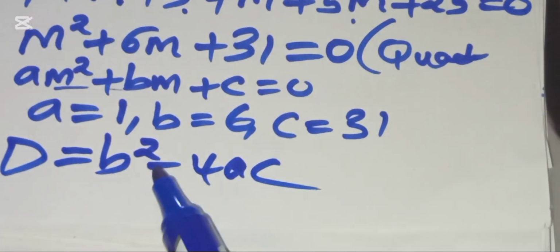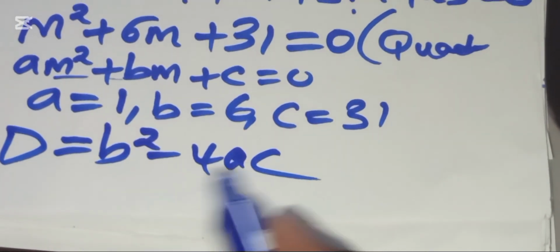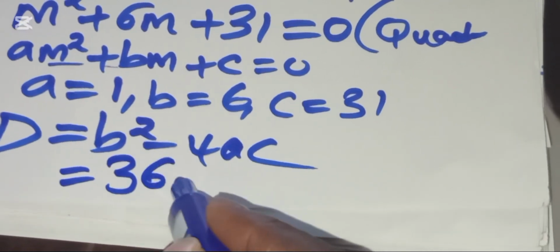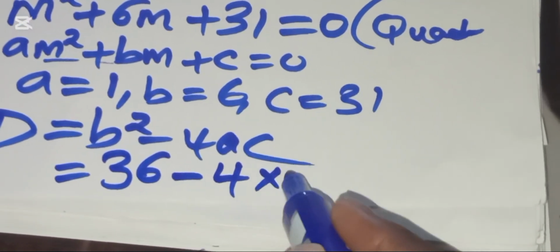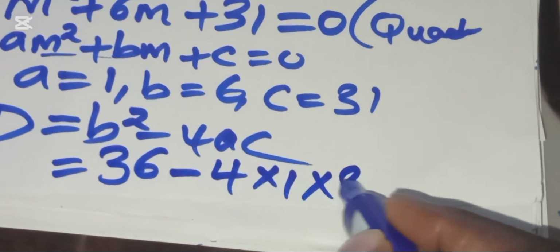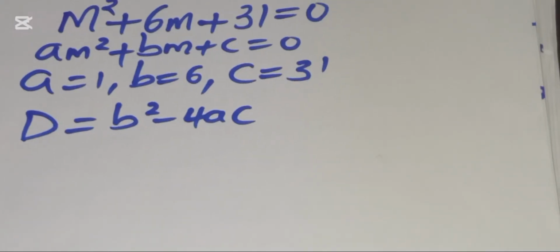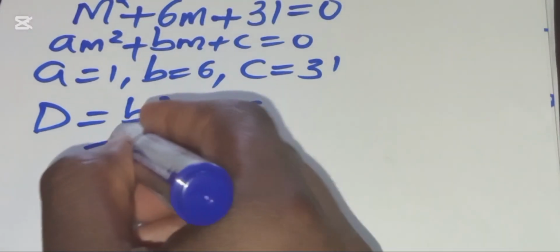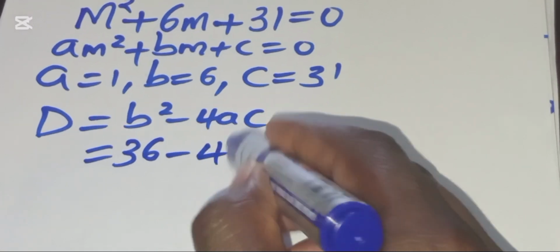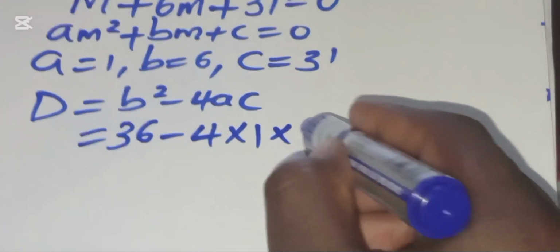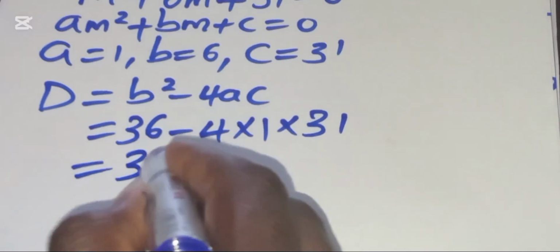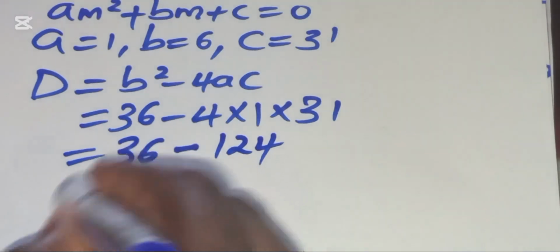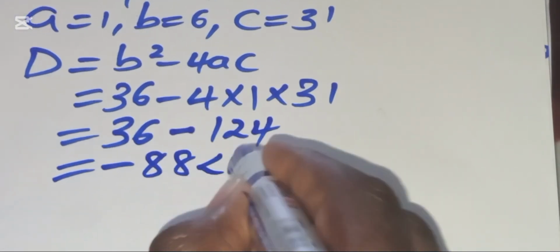Discriminant value is expressed as b squared minus 4ac. Let's substitute the values. b squared is 6 squared, which is 36, subtract 4 multiplied by 1 multiplied by 31, which is actually 124. So this is 36 subtract 124, and this gives us a value of negative 88, which is less than 0.